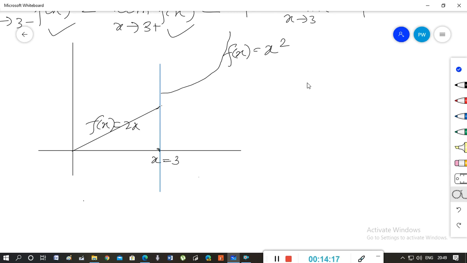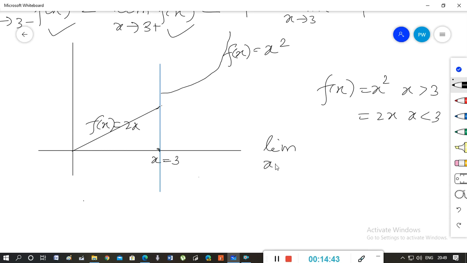So here again in this case, how I define the function, maybe as this: f of x is equal to x square when x is greater than 3, and f of x is equal to 2x when x is less than 3. You have noticed that nothing is bothered about what happens exactly at x is equal to 3. So we'll try to find limit of x tends to 3 minus of f of x.